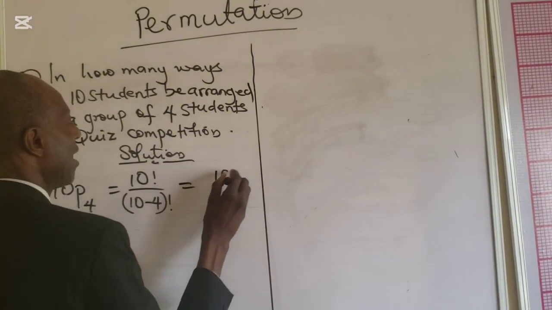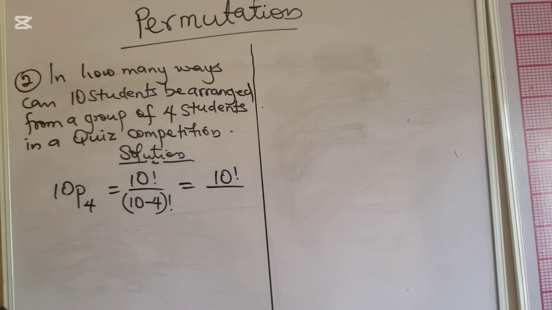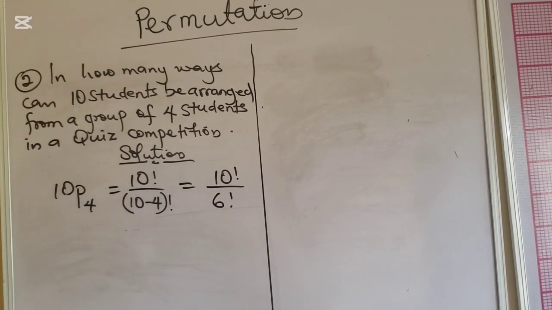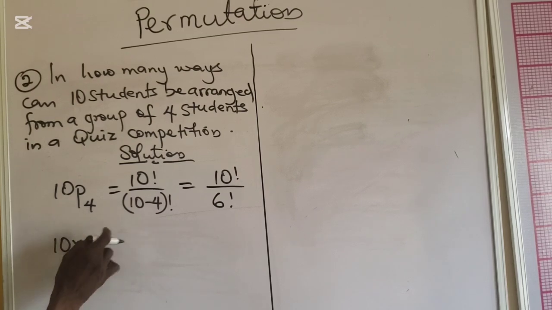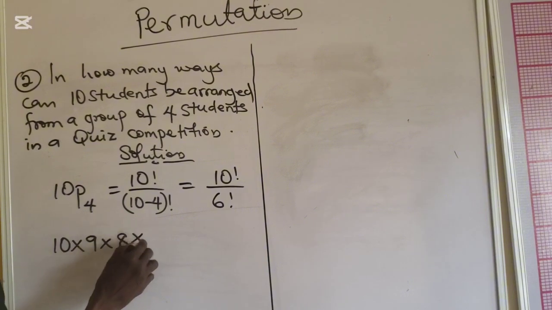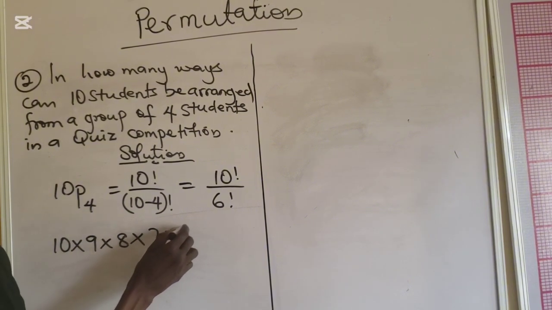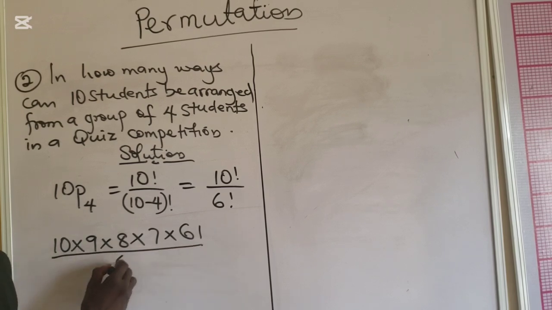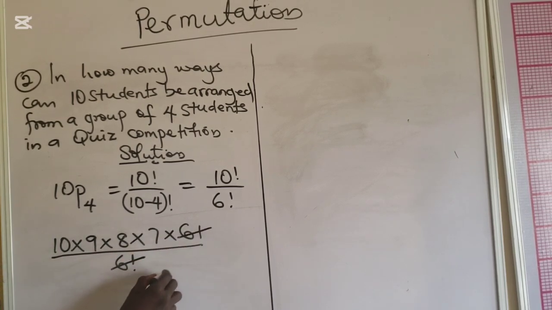So here is 10 factorial over 10 minus 4 factorial. What is 10 minus 4? It is 6 factorial. So we can bring it down. 10 factorial is now 10 times 9 times 8 times 7 times 6 factorial, of course, over 6 factorial. 6 factorial will cancel 6 factorial.